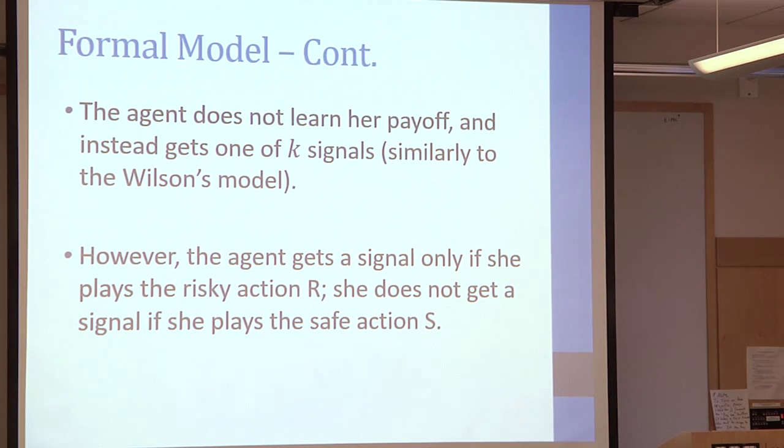Good. The agent won't learn this payoff. He instead gets one of k signals that are correlated with the state of nature. You can also think of that as getting, instead of this xg or xb, some distribution of payoffs. Okay, if he's right, he gets a payoff distributed with an expectation of xg, but there is some overlap between the two states. But we will just think of this as getting one of k signals that are correlated with the state of nature. But he will only get the signal if he plays the risky action. If he plays safe, he doesn't get a signal.